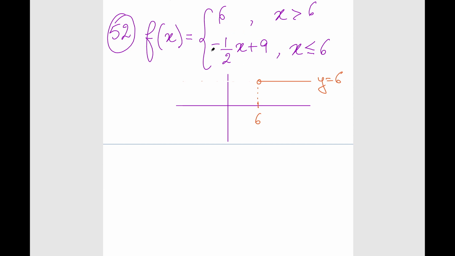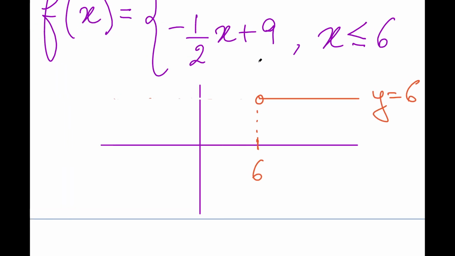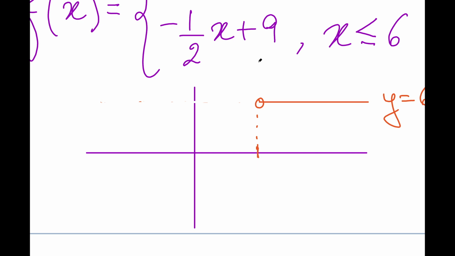Moving on, we're gonna now go to inputs that are at most 6. So we're talking about inputs from this side of the x-axis, left side of 6, right? And those inputs have outputs following this recipe, minus half x plus 9. How do you graph minus half x plus 9? This is a line with negative slope, right? So it's a decreasing one with y-intercept being 9.